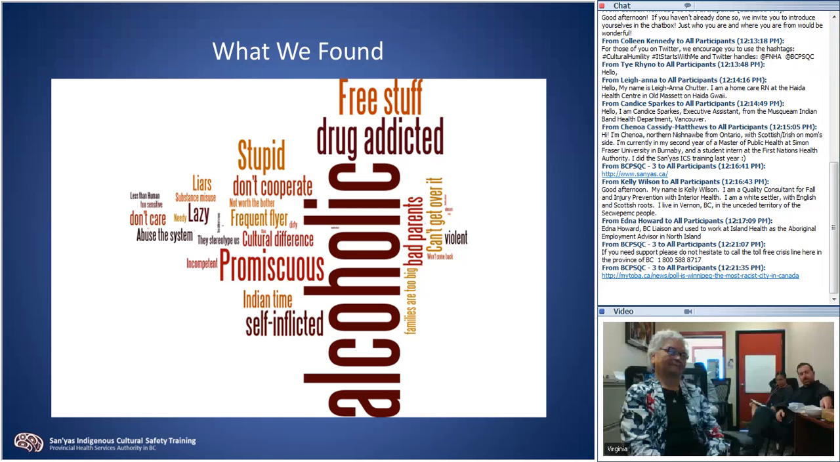This word cloud, or wordle, illustrates the most common stereotypes that were identified in the data. The size of the word is related to how often the stereotype appeared in the data set. For example, the bigger the word, the more often that stereotype was identified. These findings support what we've found in the literature around the prevalence of these stereotypes. As you can see, the stereotype around alcohol is by far the most prevalent.